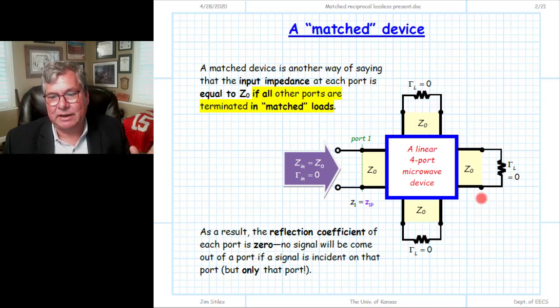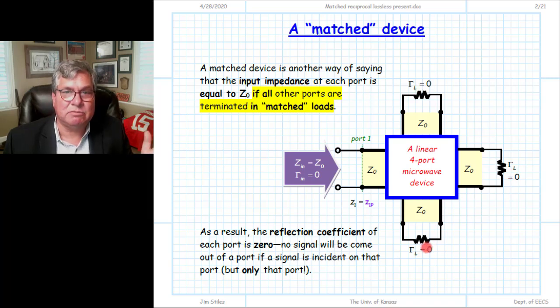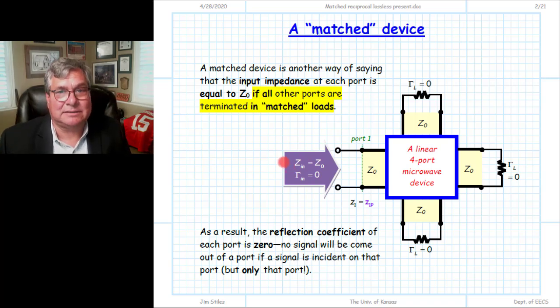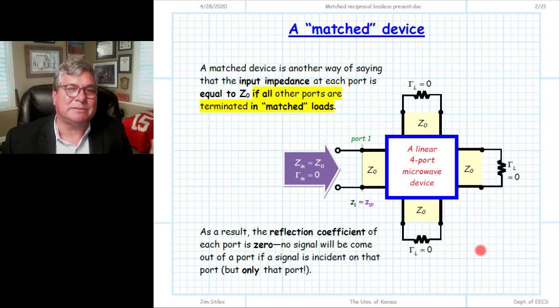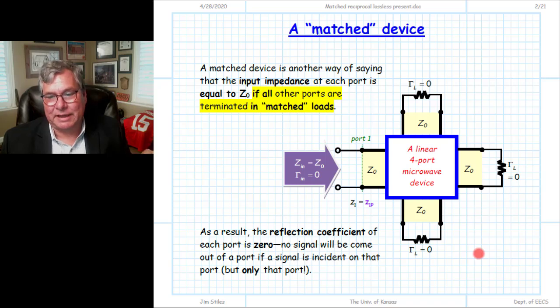If, for example, we connect matched loads here, and then take these matched loads off, making gamma L something other than 0, we'd find that Zin is not equal to Z0. That doesn't mean this device is not a, quote, matched device. A matched device doesn't say that the input impedance is Z0 regardless of what's connected to the other ports. That's impossible. It's not possible for a useful device for that to occur.